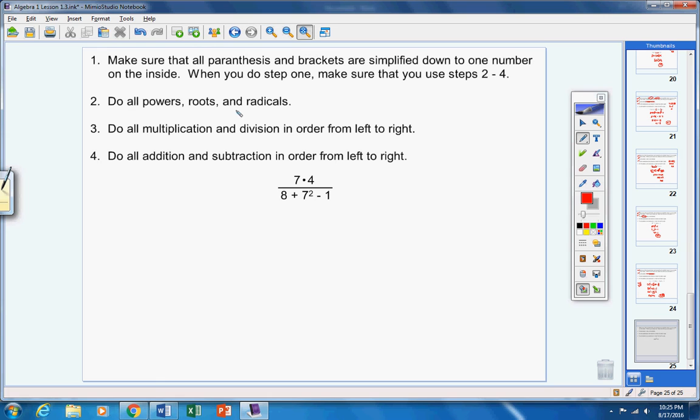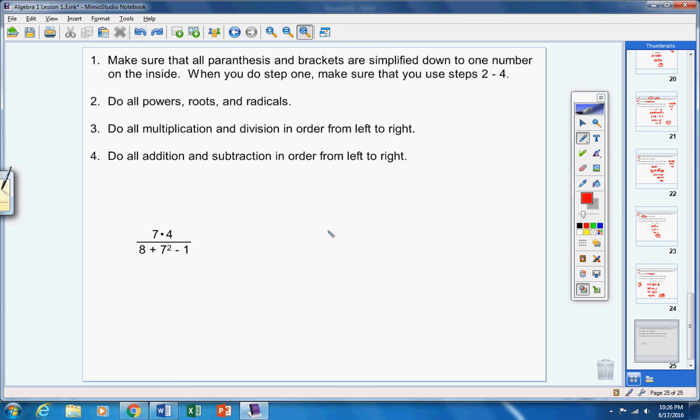Alright, last but not least, this problem here. Now this order of operation problem is a fraction. And I'd like to tell you exactly what you need to do, and I hope you will listen to me, okay? You ignore the bottom, and you use these 4 steps on the top, and get one number over here. Then you ignore the top, and you work all of this out and get one number down here on the bottom, so you have one number over one number. Okay, I hope that makes sense.